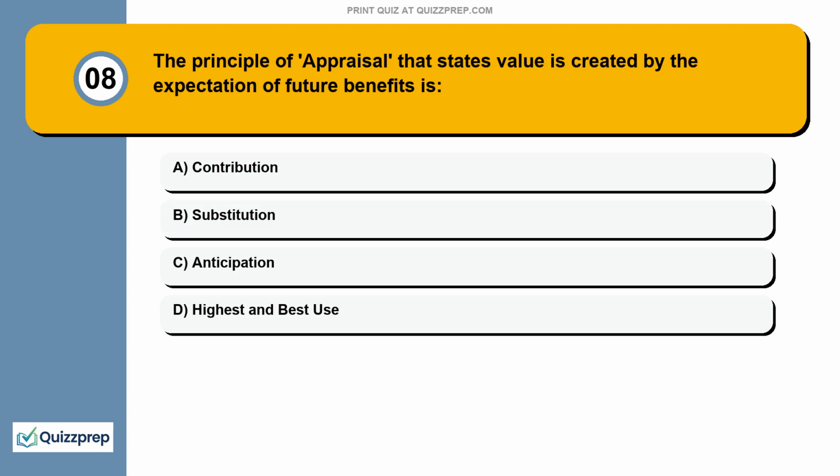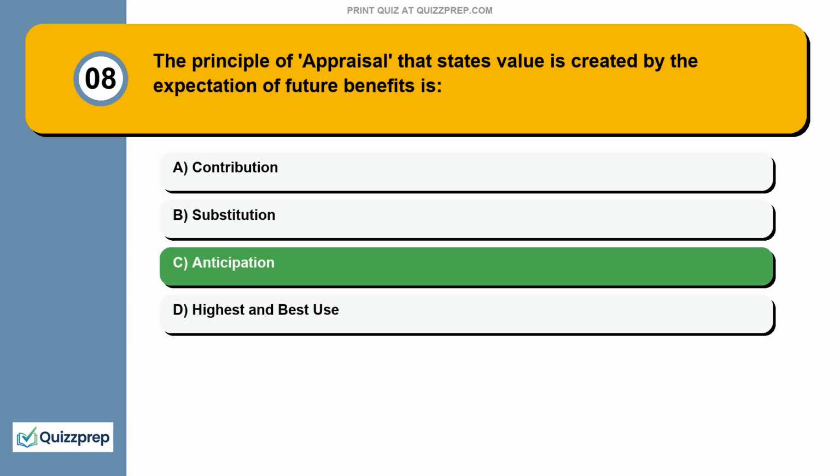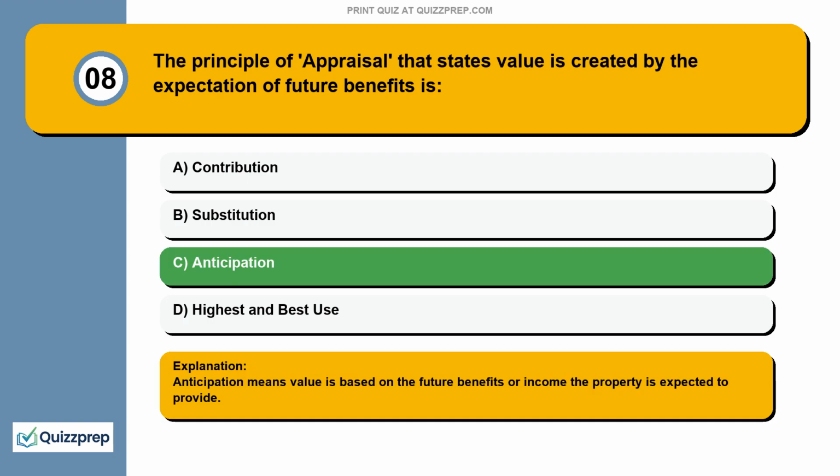Question 8. The principle of appraisal that states value is created by the expectation of future benefits is contribution, substitution, anticipation, highest and best use. Anticipation means value is based on the future benefits or income the property is expected to provide.